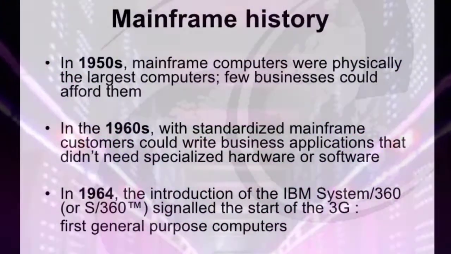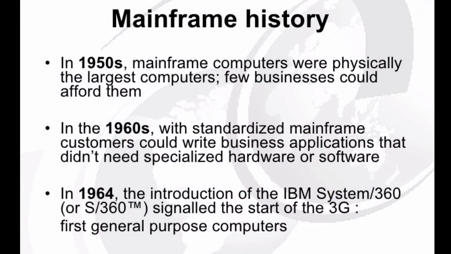The next slide is most interesting. In this slide, we study the mainframe history. In 1950, mainframe computers were physically large computers. Few businesses could afford them. In the 1960s, with standardized mainframes, customers could write business applications that did not need to depend on specific hardware and software. In 1964, the introduction of the IBM System/360 signaled the start of the third generation of general purpose computers.